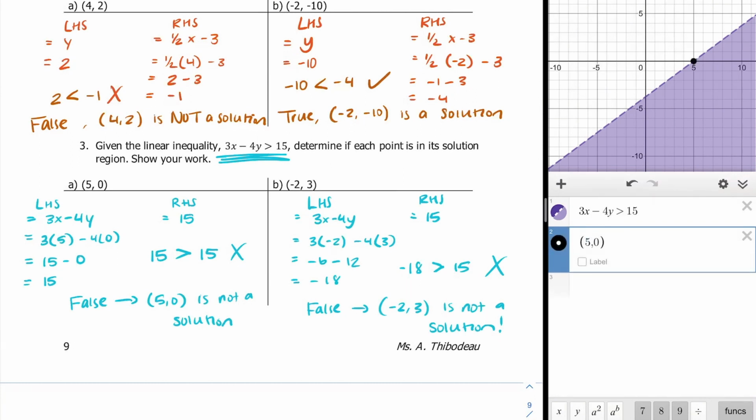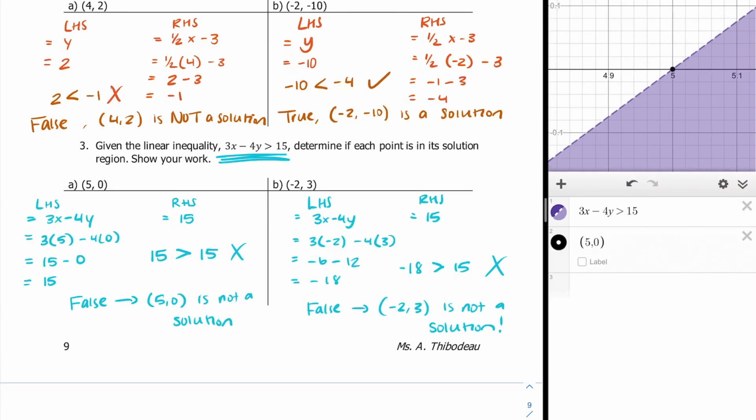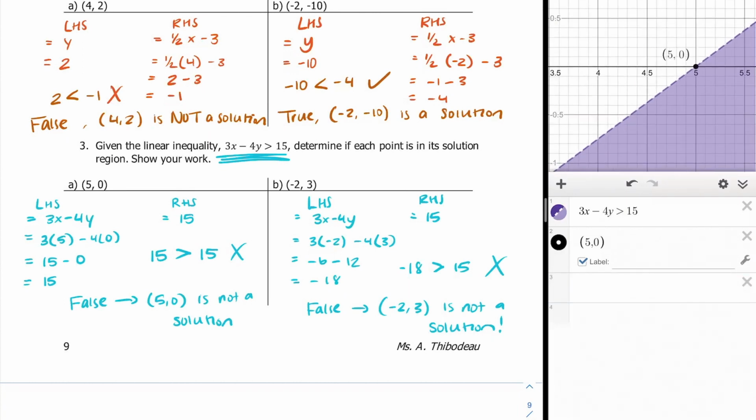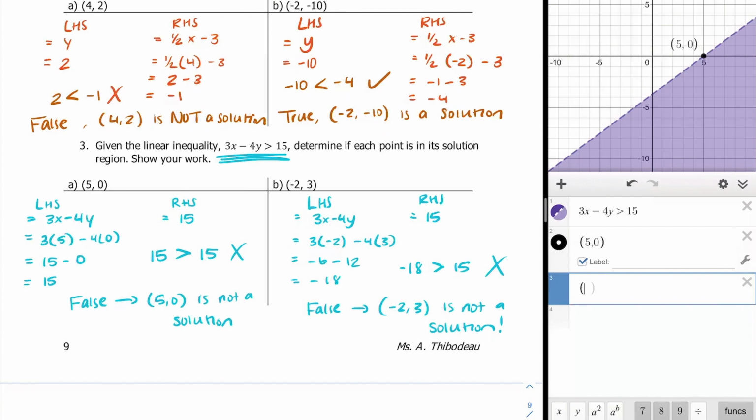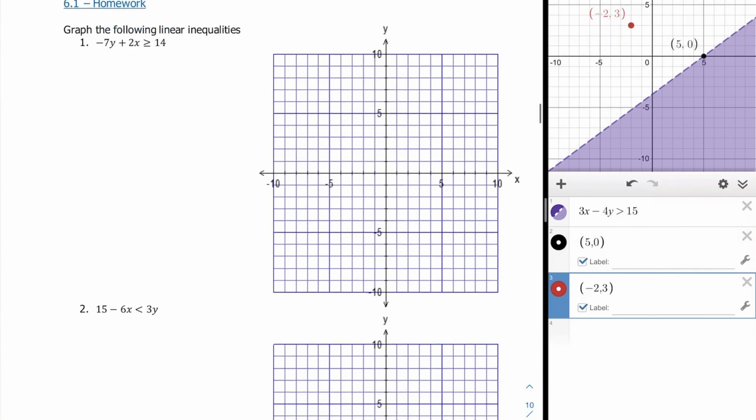And now we're going to plot our points. So we had the point 5, 0. And notice how it's right on that boundary line, but that boundary line is dashed, which means that any point on that line doesn't get included, which means it's not a solution, just as we had indicated earlier. Our second point is negative 2, 3. And again, that is just right out of our shaded solution region, so that is also not a point that is a solution to our inequality.